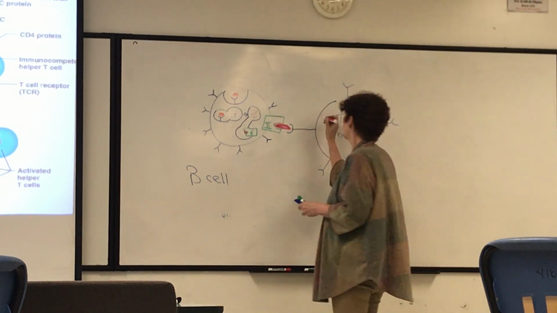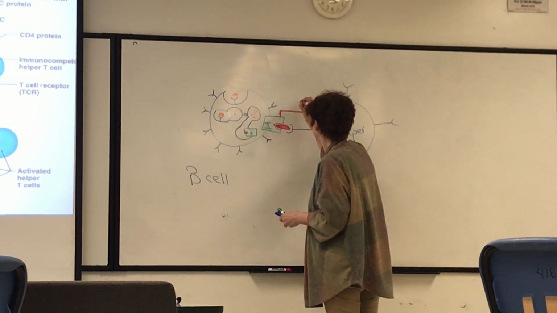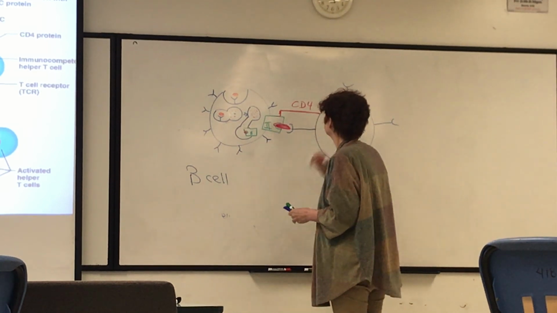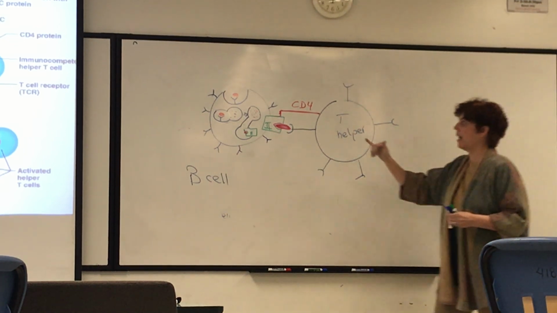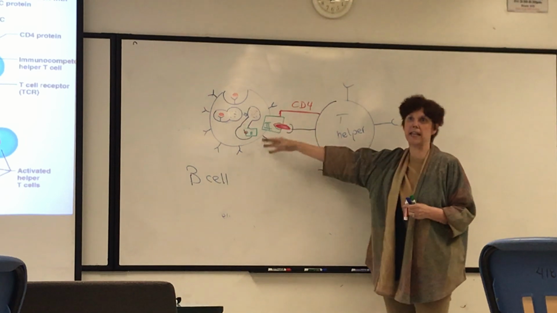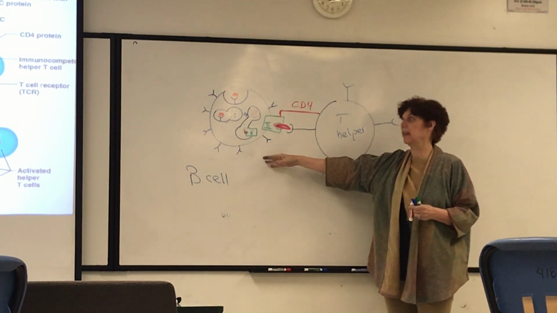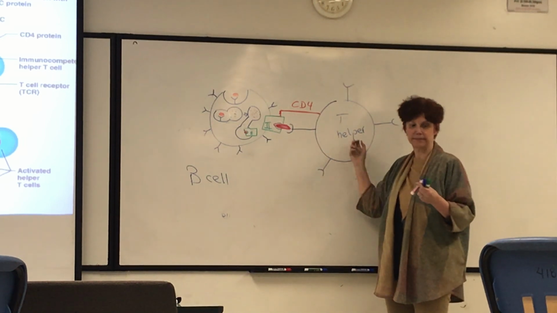CD4. So CD4 comes along, binds to that. Now, this is already active, okay? So it doesn't have to get any interleukin-1 from the B cell. It could, but it's already active.